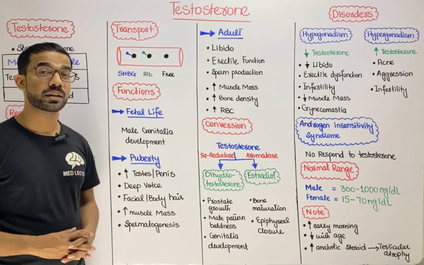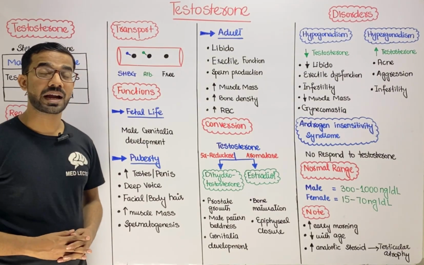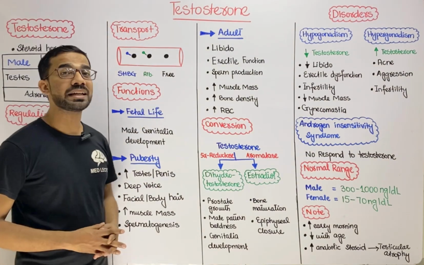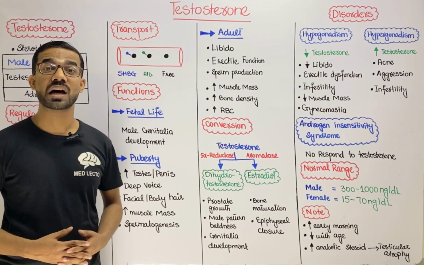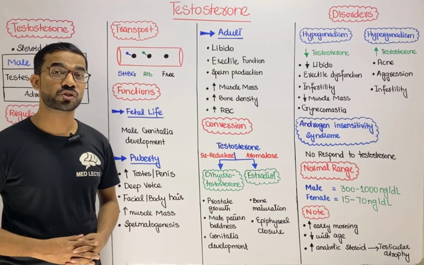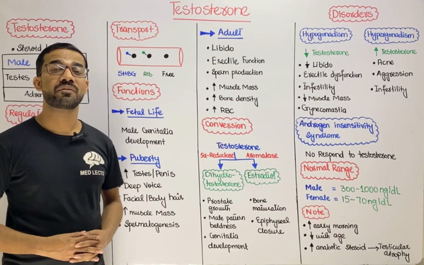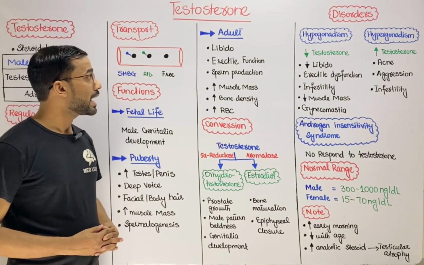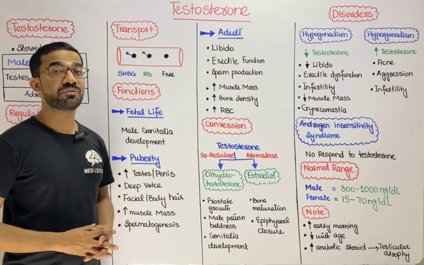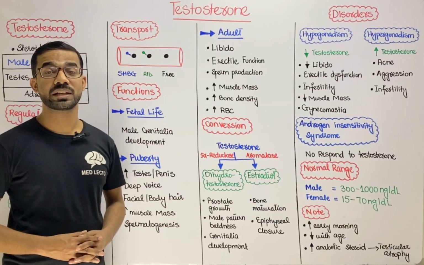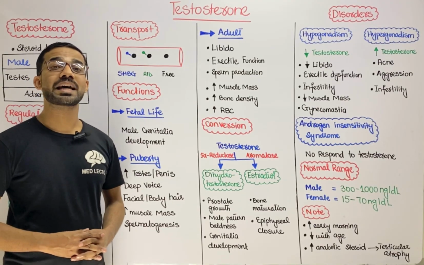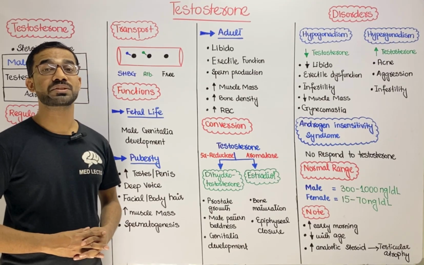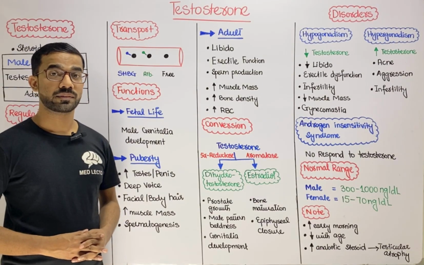And what about when the man enters into the adult phase? So in the adult phase, it maintains the libido. Sexual desire will be maintained by the testosterone. When testosterone level starts decreasing, then the sexual desire will also decrease. And you can also see the erectile function. Erection of the penis will also be controlled by the testosterone. With a low level of testosterone, you can see erectile dysfunction problems.